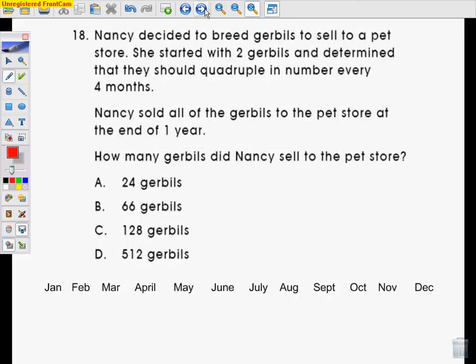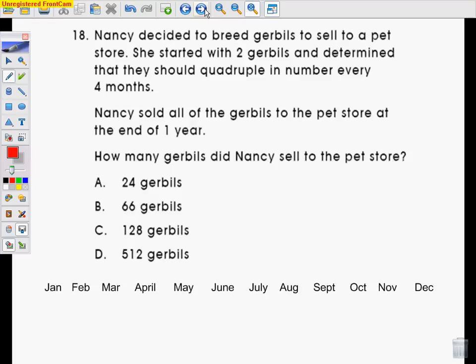Nancy decided to breed gerbils to sell to a pet store. She started with 2 gerbils and determined that they should quadruple in number every 4 months. Nancy sold all of the gerbils to the pet store at the end of 1 year. How many gerbils did Nancy sell to the pet store?